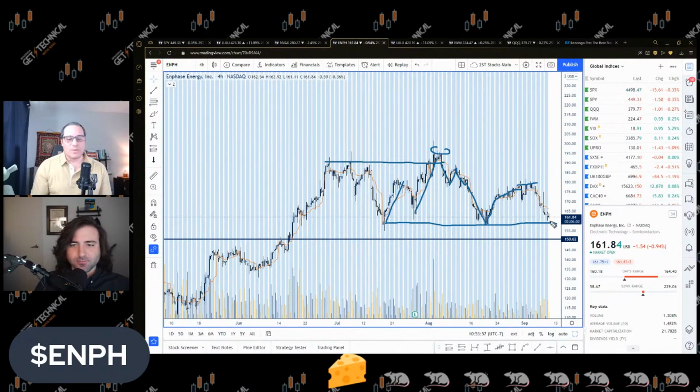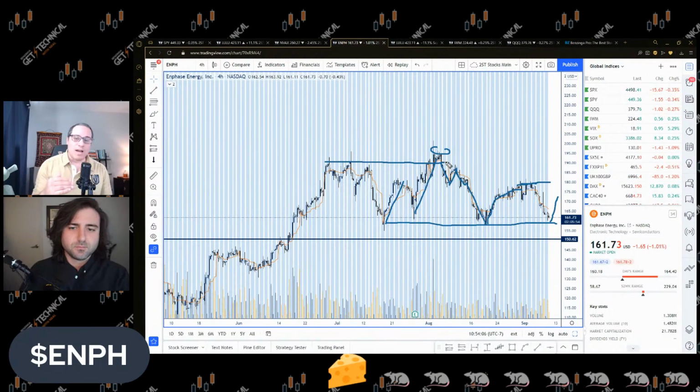Do I think it could bounce there? Possibly, but I wouldn't expect this bounce to get above 180. And when the bounces get weaker and produce lower highs, that tells me that institutional interest is waning on that particular stock. So maybe a short-term play here for a $10, $15 bounce, but I'm becoming less and less convinced on a short-term basis.